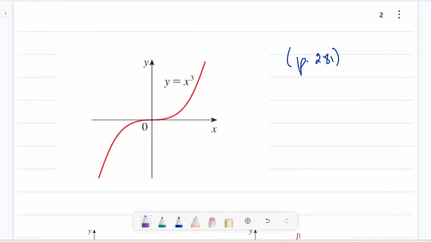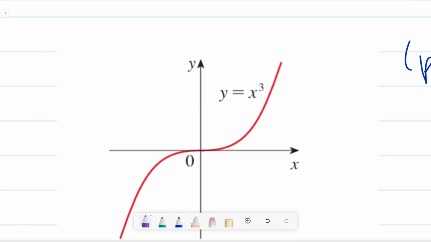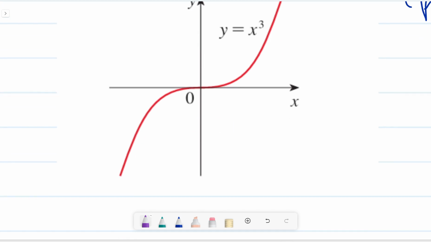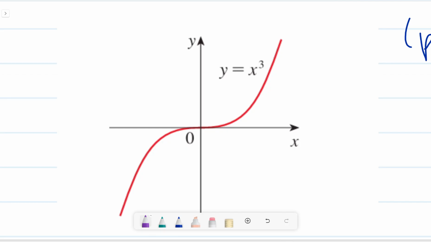Now there are just a few things I would like to point out. So this is the graph of x cubed. One thing you might notice, the graph on top will keep on increasing, and at the bottom it will keep on decreasing. So we don't actually have an absolute minimum or an absolute maximum. So no absolute minimum or maximum for this graph.